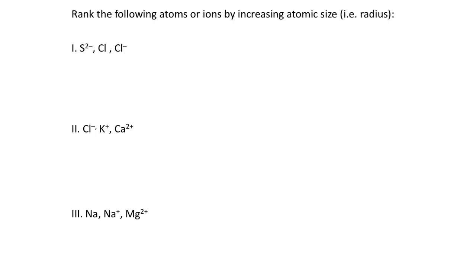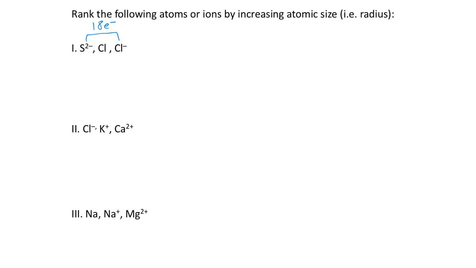Let's rank some trends of size of atoms. And so we see a grouping of two anions and a neutral atom. The first thing I think about here is, for sulfide and chloride, what do they have in common? What they have in common is that sulfide would have 16 plus 2, that's 18 electrons. Chloride should have 17 plus 1, that's 18 electrons. So the two anions are isoelectronic.